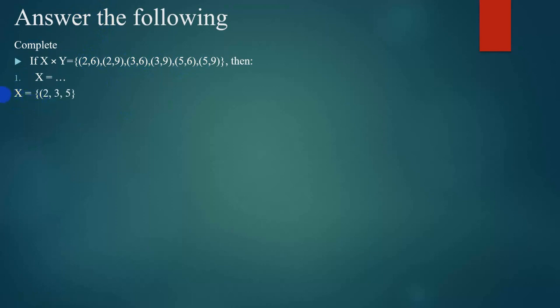Ignore these round brackets, it's a printing mistake. Okay, find set of y. Y is the set of the second projections, which are 6 and 9. So y is the set of 6 and 9. X cross y, pretty simple.